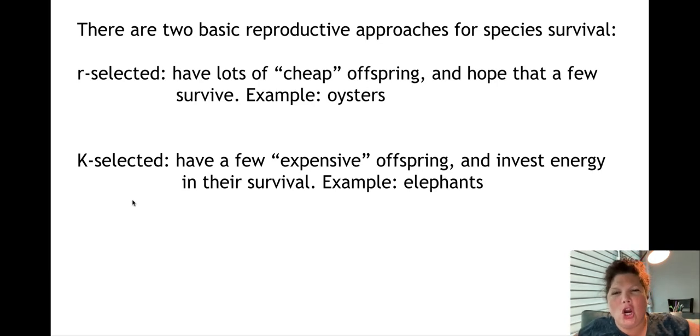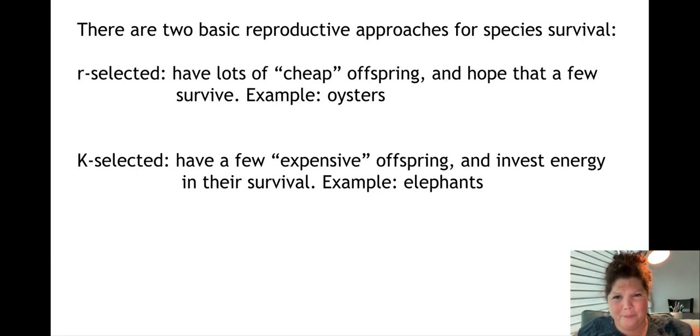We have our R-selected, which pretty much means have a lot of cheap offspring. Cheap offspring meaning I don't put a lot of energy into it. I'm not going to parent them. I hope they survive. I really don't care. Then we have our K-selected, which means they're expensive. I'm going to spend a lot of time parenting and raising these offspring. I'm going to invest so much energy into their survival.